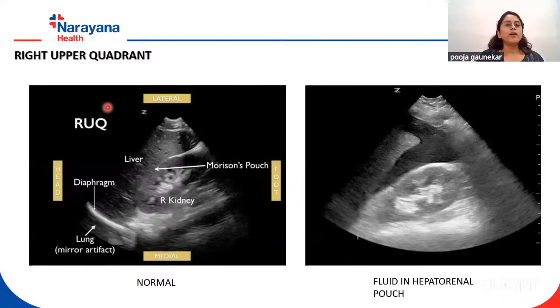So coming to the right upper quadrant view, in the right upper quadrant view, you will be able to see the Morrison's pouch, which is the hepatorenal pouch. Normally, there is no fluid between the liver and the kidney. But if you see fluid, it is suggestive of peritoneal free fluid. So there is fluid in the hepatorenal pouch over here.